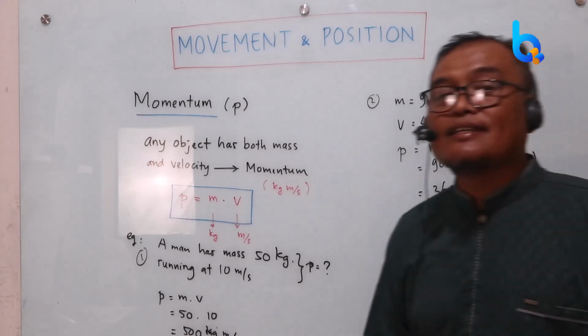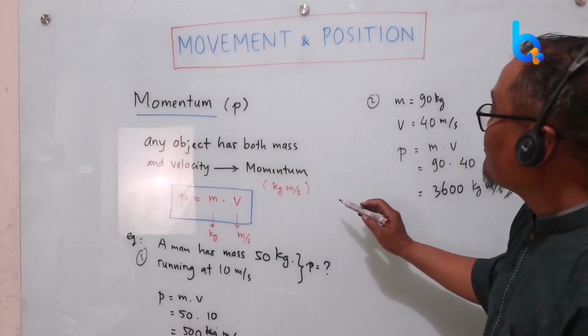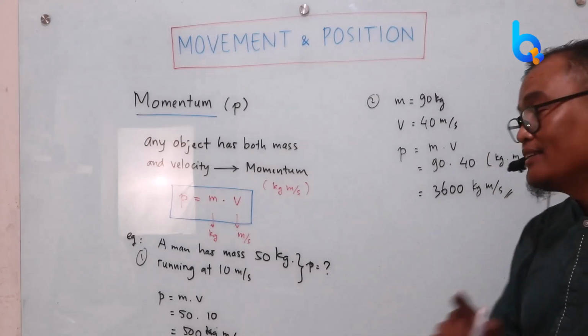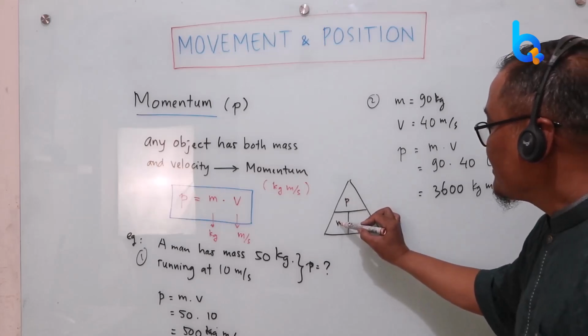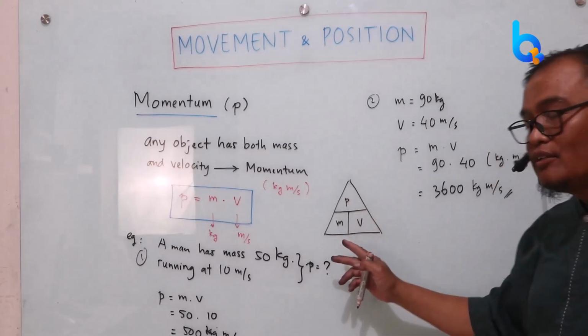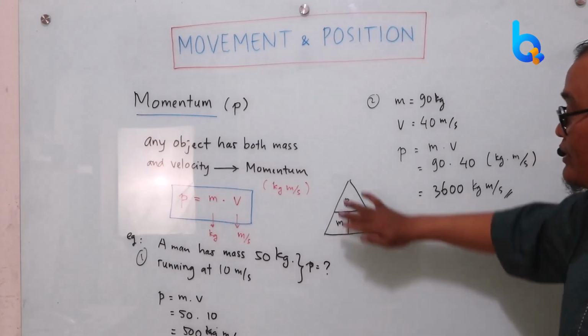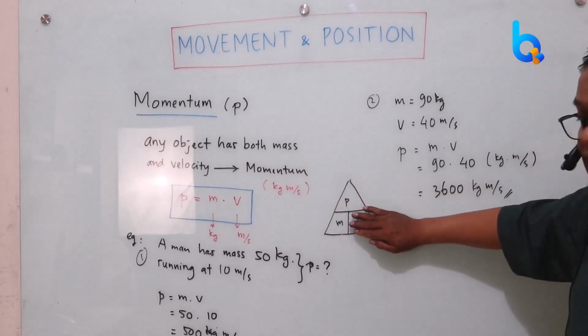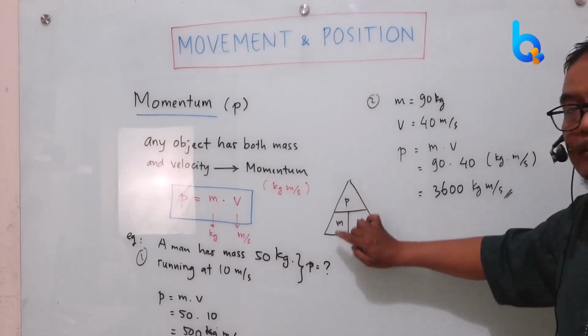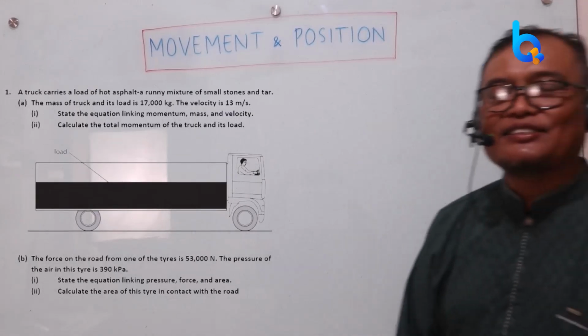Okay, this is easier for this subject. We can make an easy formula by a magic triangle, like this. This is very important. P equal M times V. When we want to calculate the momentum, we can close this, so momentum equal mass times velocity. When we want to calculate velocity, it is momentum over mass. Okay, thank you. Okay, we continue.